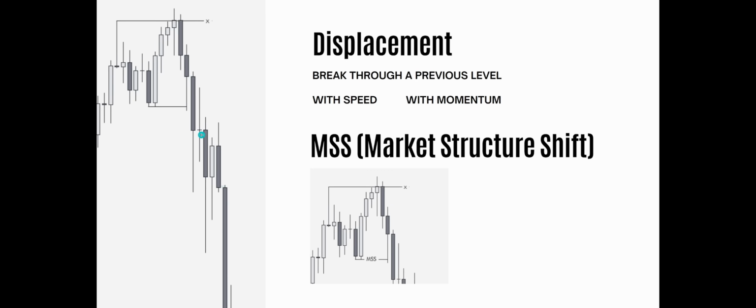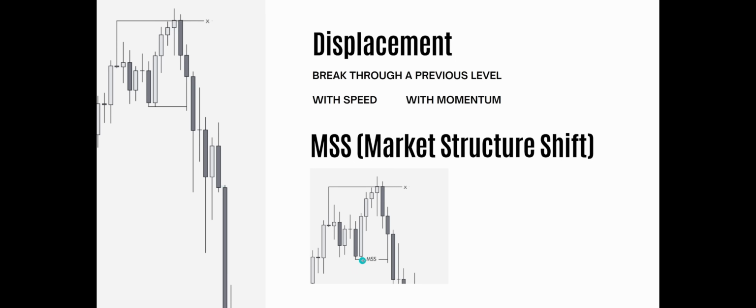We break through this previous level. We break through it with speed and with momentum. So as we can see, there is a lot of speed here. There's also a lot of volume behind it. And as you can see, we convincingly close below it, indicating that the market likely wants to continue short. If we compare the amount of buyers here to the amount of sellers, it's very clear to see that there is displacement to the downside here.